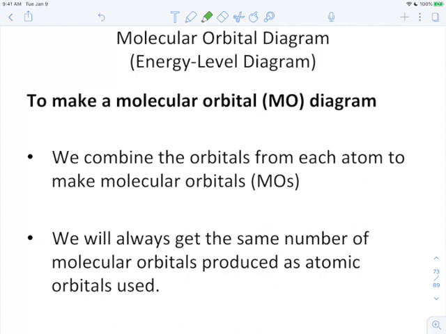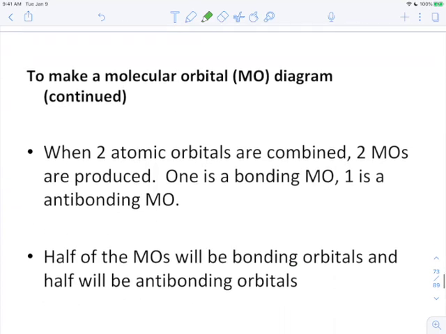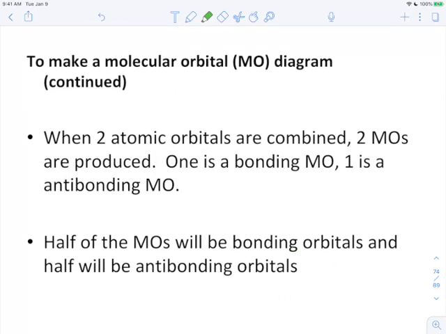All right, so for us, the way we're going to make a molecular orbital diagram is we're combining orbitals from each atom to make the molecular orbitals, and that will be done for you because I'm going to give you the MO diagram. And when that happens, we're always going to get the same number of molecular orbitals produced as atomic orbitals used. When two atomic orbitals are combining, two MOs are produced: one will always be bonding and one will always be antibonding.